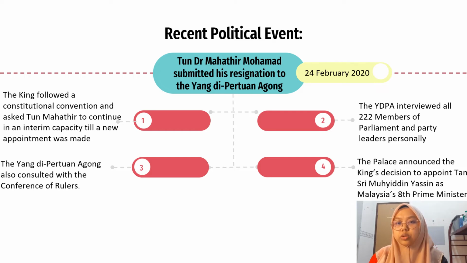As the resignation of Tun Mahathir Mohamad falls under the discretionary power of the YDPA, the YDPA can exercise his power without the advice of the Prime Minister or the Cabinet in appointing the new Prime Minister. The YDPA then followed a constitutional convention and asked Tun Mahathir to continue in an interim capacity till a new appointment was made. After that, the YDPA interviewed all the 222 members of Parliament and party leaders personally. The YDPA also consulted with the Conference of Rulers, and last but not least, the palace announced the YDPA's decision to appoint Tan Sri Muhyiddin as Malaysia's Prime Minister.